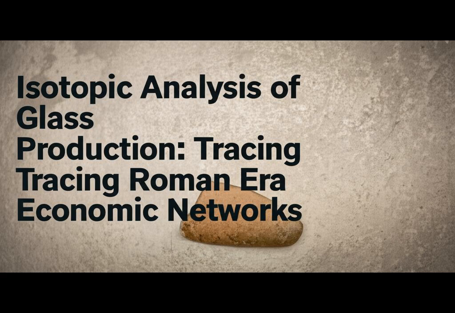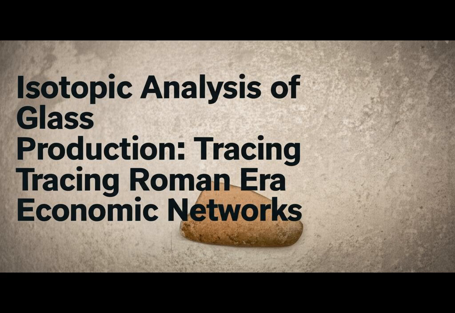More recently, hafnium isotopes have been a game changer, successfully distinguishing Egyptian Alexandrian glass from glass produced in other Mediterranean regions. Antimony isotopes also play a role, helping trace the origin of antimony ores used as decolorizers, suggesting that only a few sources supplied the entire Roman glass industry.